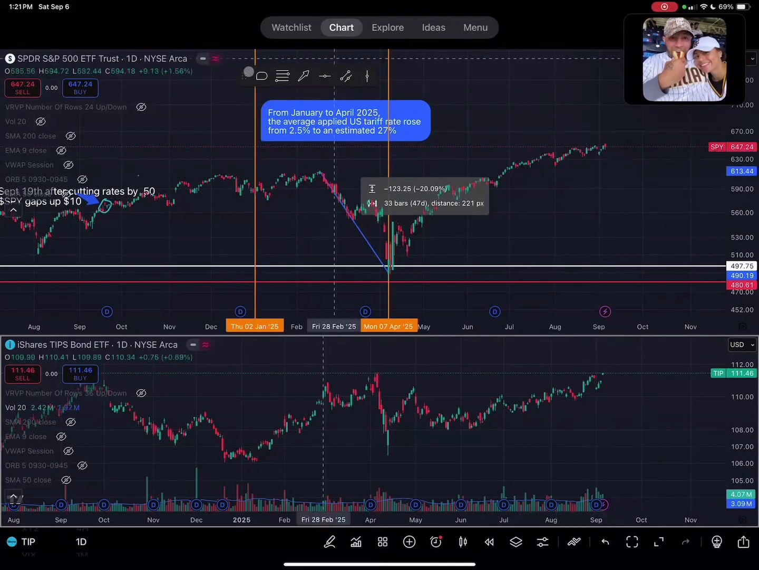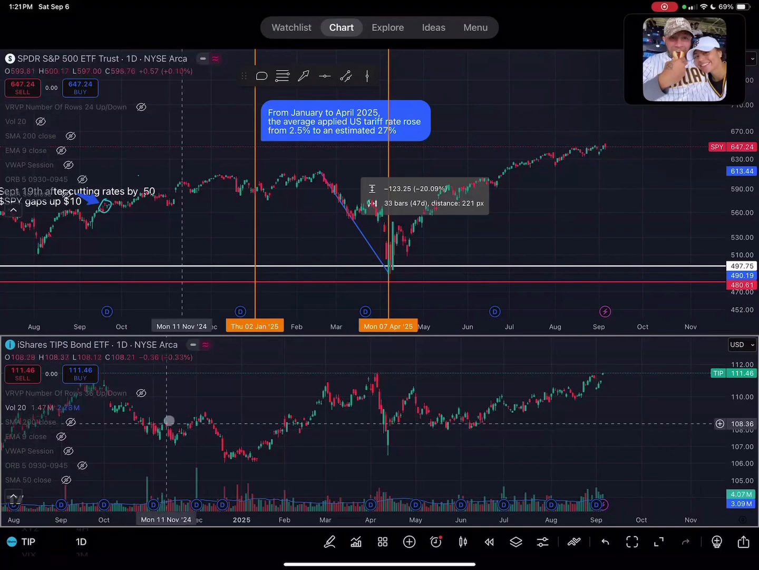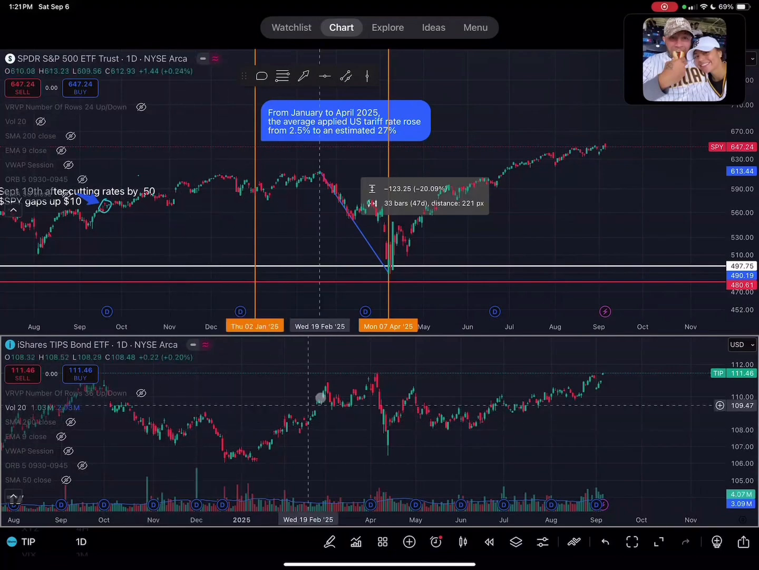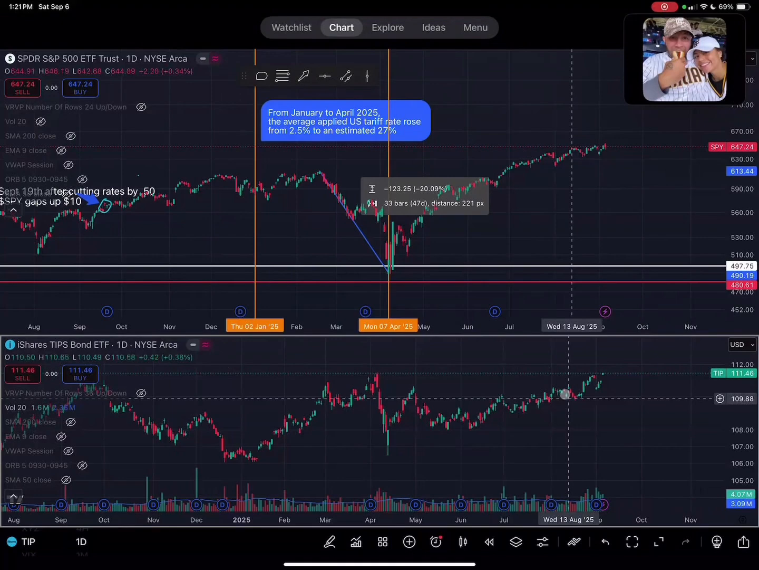Here, up top, is a chart of the S&P 500, the broad market. The TIPS bond ETF tracks Treasury Inflation-Protected Securities. It's a direct way to invest in inflation-hedged bonds and can reflect inflation trends. So basically, what we're seeing here is inflation. You can see the fall and rise of inflation and what's going on.